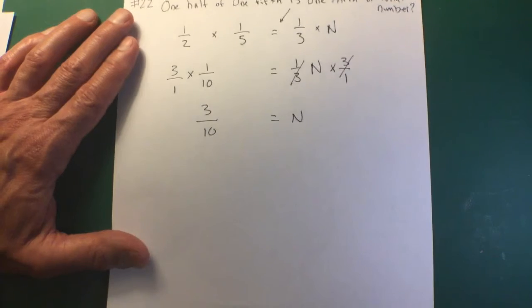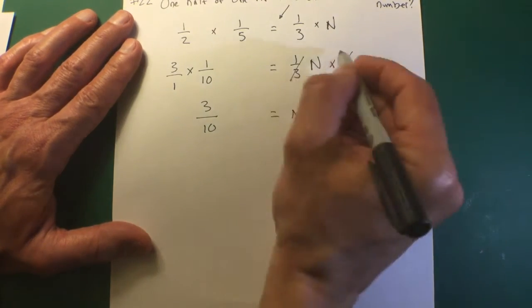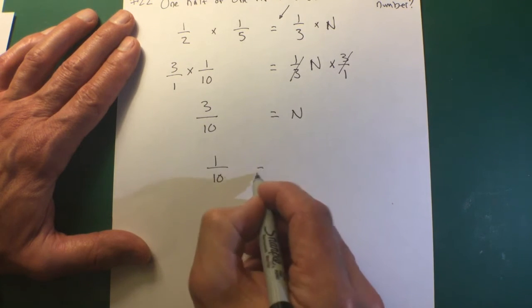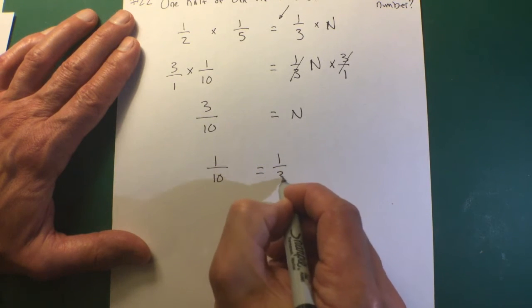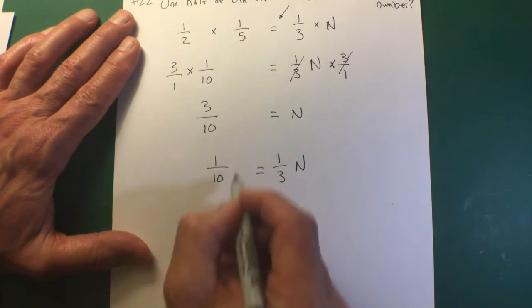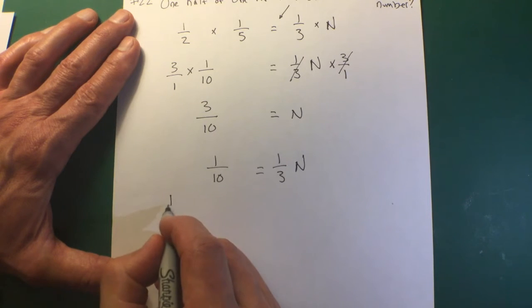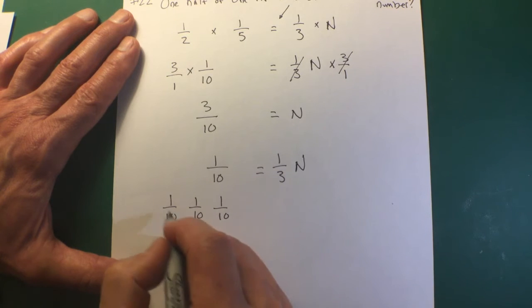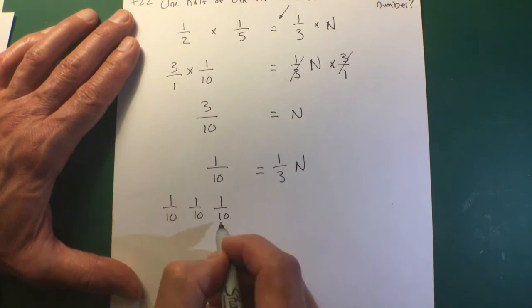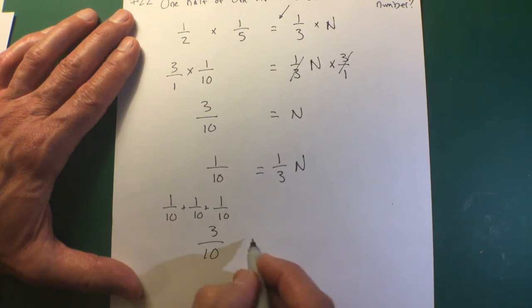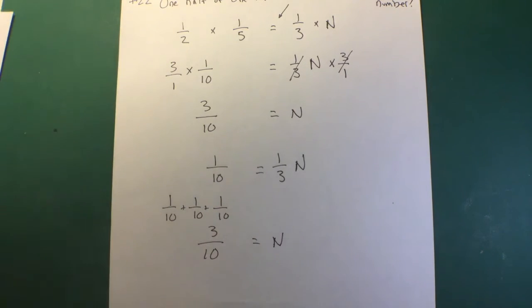The other way you can think about this is saying, well, even if you weren't able to do this, you could say, well, 1/10 is equal to 1/3 of an n. So this is the same as 1/3. So what if we had 3 of those? 1/10, 1/10, and 1/10. That would be a third, a third, and a third, right? Which is the same as 3/10 is equal to n. Okay.